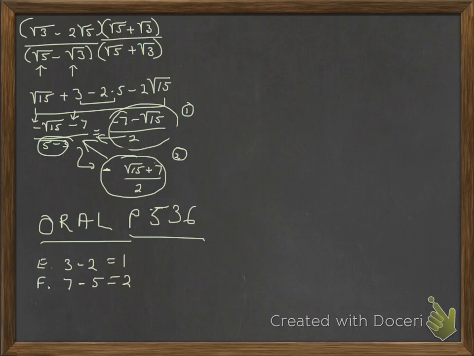Next one, the first one's not under the radical, so just be careful. 16 minus 3 is 13. J, 7 minus 2 times 2 is 4. 7 minus 4 is 3.